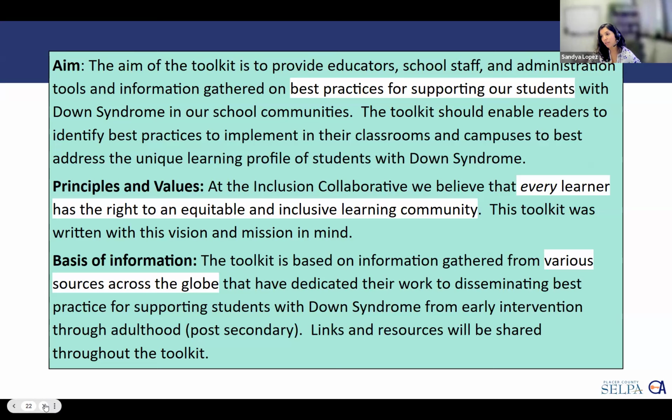And the vision of this toolkit was to ensure that every student with Down syndrome thrives in an inclusive, equitable learning community, that it promotes collaboration among educators, families, and support teams, and that it advocates for systemic changes, because that's what we need, systemic changes to enhance inclusivity across educational settings. Next slide.